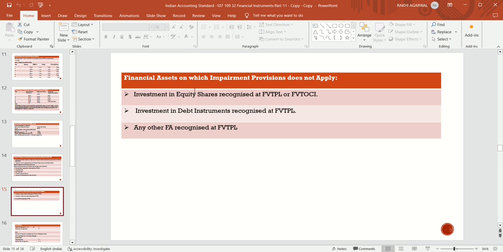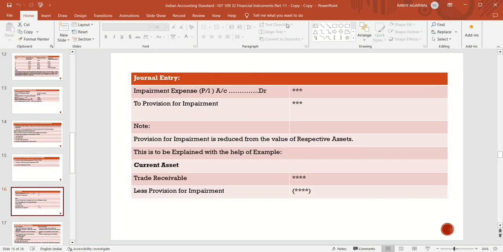So, impairment provision will apply only on receivables: loan receivables, trade receivables, then financial guarantees, lease receivables, and any unbilled revenue. Now, how will we do the accounting in case of impairment? Impairment is a kind of expense, like depreciation. So it will be charged to P&L: impairment expense P&L account debit to provision for impairment.